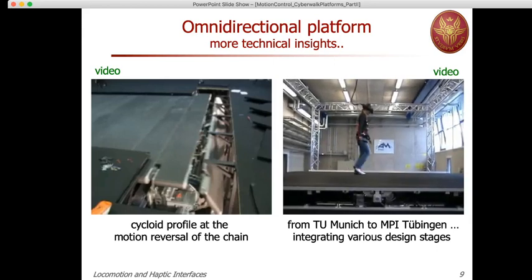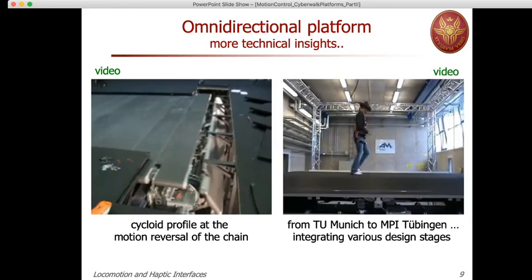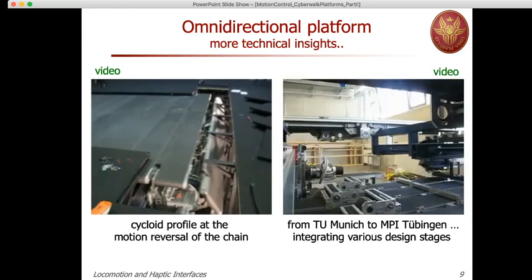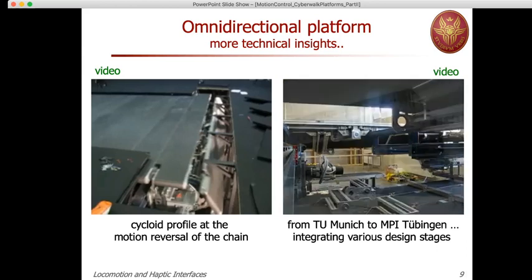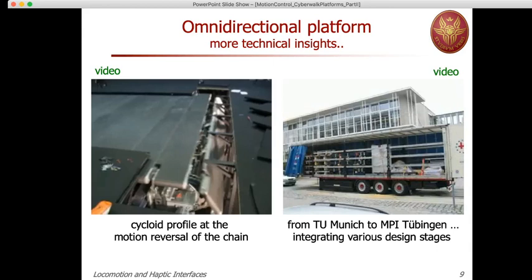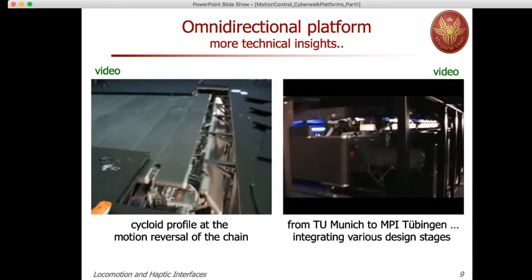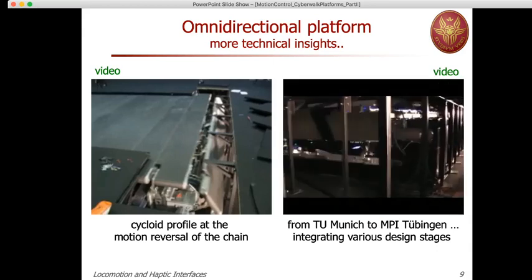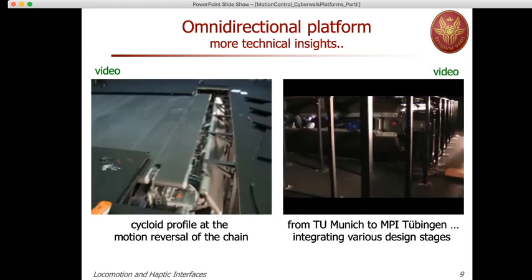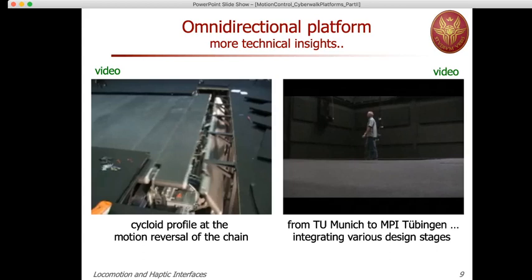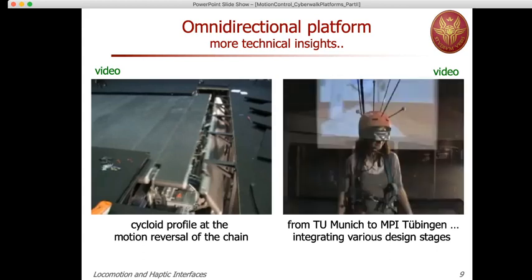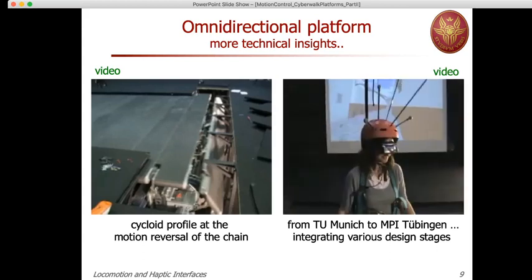And then you will see a few results already. So this is the truck, one of the two trucks. And this is again the mounting in Tübingen. This is below the wooden floor. Now the camera goes on top, and here you see one of the researchers walking on top, and here again the final setup.